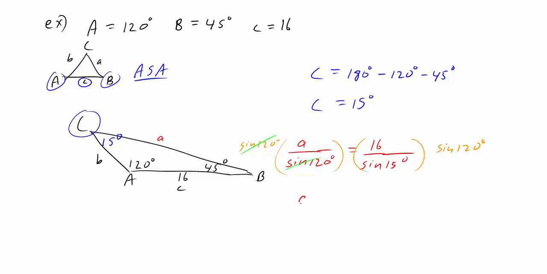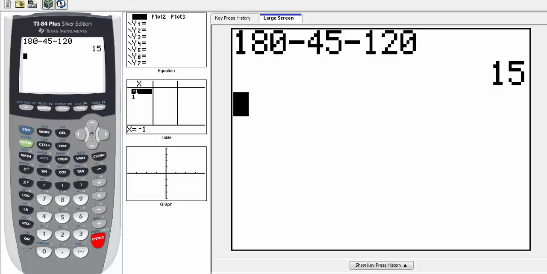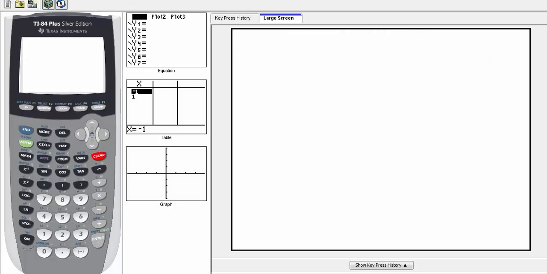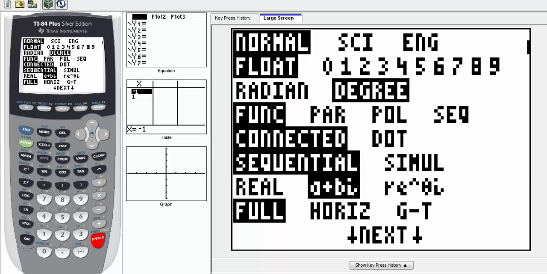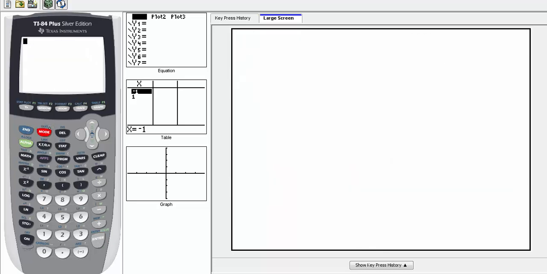So we're left with A is equal to, and this is where we could easily go to the calculator to type this in, the 16 over sine of 15 degrees multiplied by the sine of 120 degrees. Now, when you go to your calculator, make sure that you go to the mode and make sure that you're in degree mode, because now we're working with degrees, so we need to change this to degree mode.